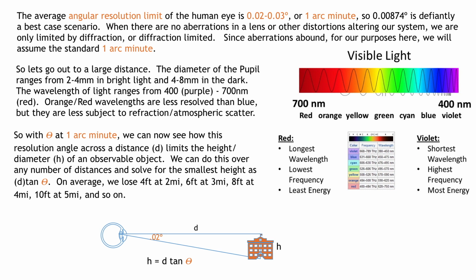So with theta at 1 arc minute, we can now see how this resolution angle across a distance d limits the height and diameter of an observable object. We can do this over any number of distances and solve for the smallest height as d tan theta. So on average, we lose 4 feet at 2 miles, 6 feet at 3 miles, 8 feet at 4 miles, 10 feet at 5 miles, and so on.